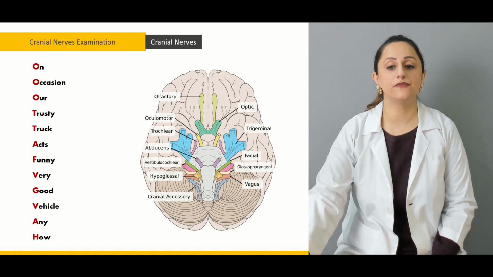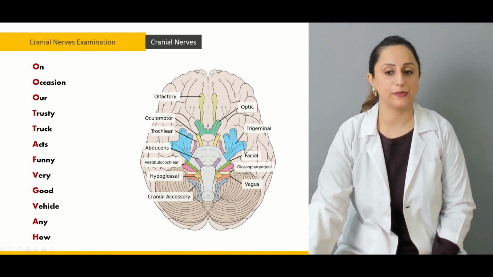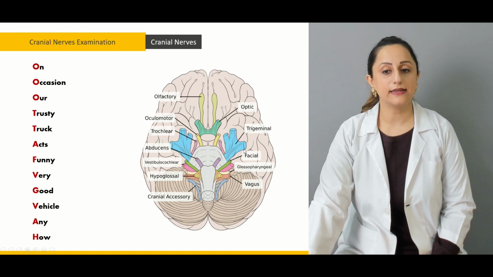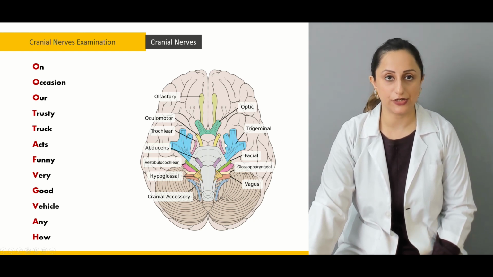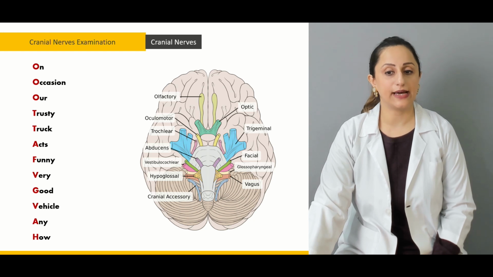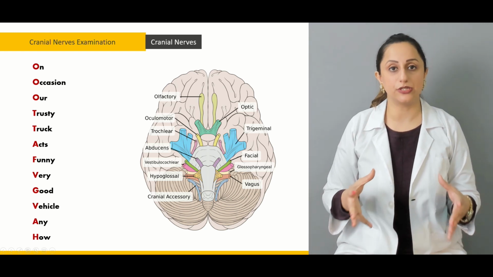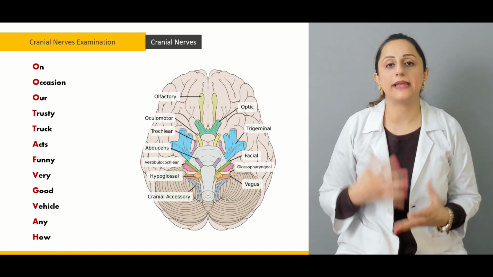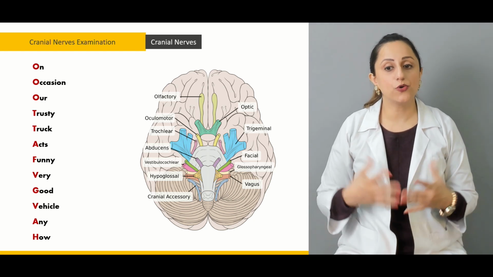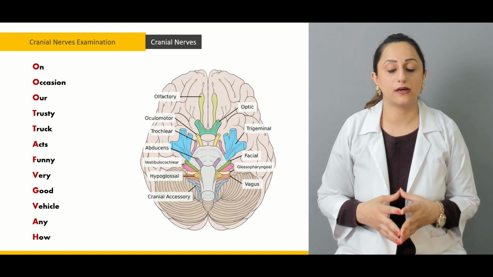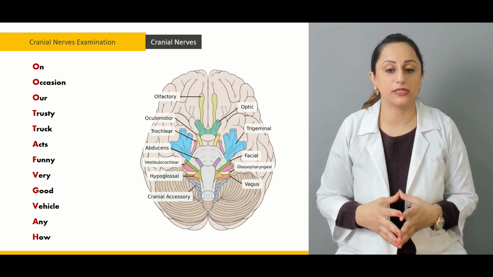Then, as you can appreciate over here, we have the trigeminal nerve, and we have three major branches of the trigeminal nerve. We have the ophthalmic, then the zygomatic, and then the mandibular branch. These are the three major branches of the trigeminal nerve, and it's usually supplying the skin of the face. So this is the usual function of the trigeminal nerve.